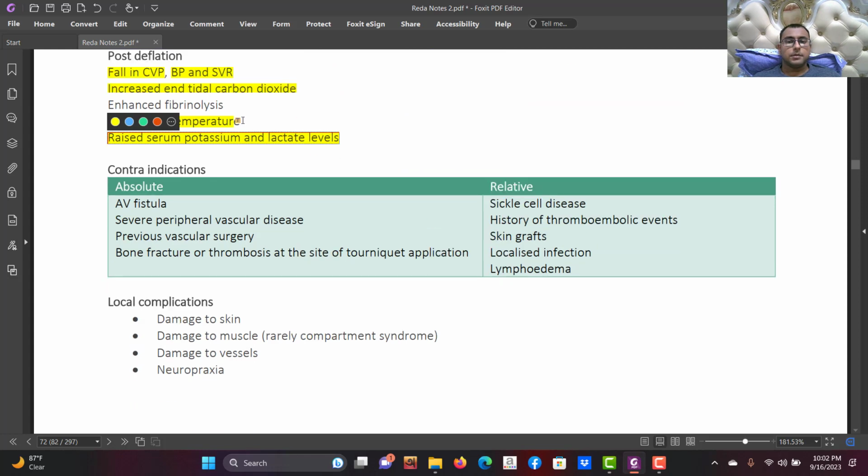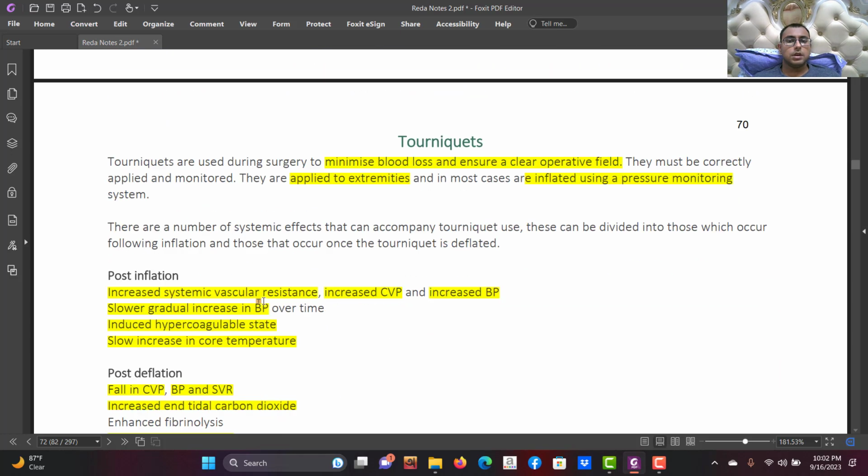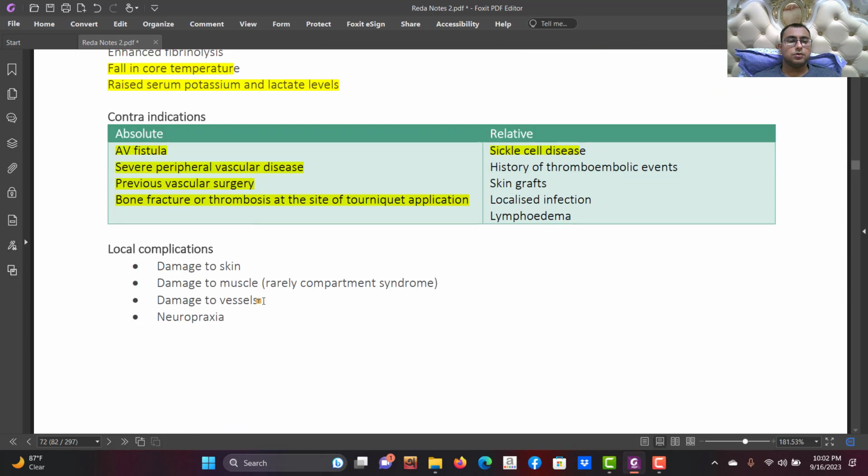Okay, so these are the contraindications. Absolute contraindications are AV fistula, severe peripheral vascular disease, previous vascular surgery, and bone fracture or thrombosis at the site of tourniquet application. These affected patients should not have any tourniquet applied.